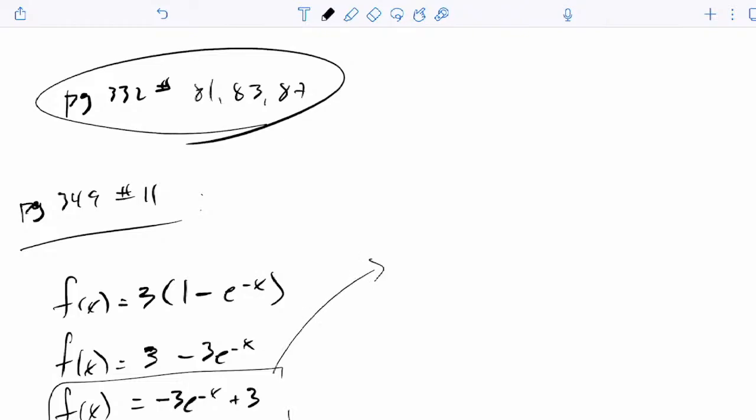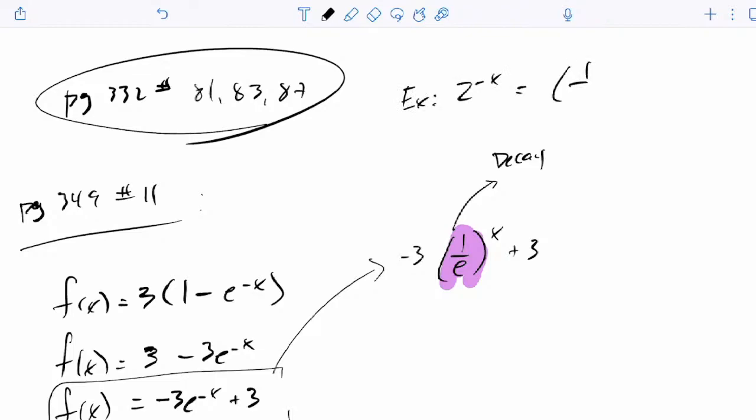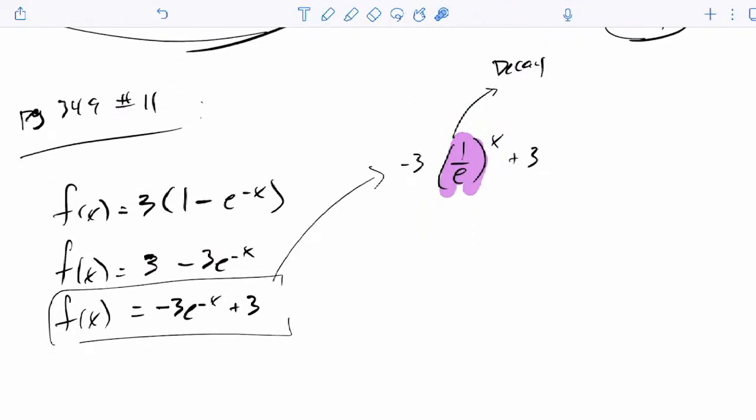People usually have trouble, but this is really 1 over e to the x plus 3. So who cares what the base looks like? You know that this represents a decay now, right? For example, 2 to the negative x is equal to 1/2 to the x. That represents a decay. And the same thing can be said about 1 over e. That also represents decay.